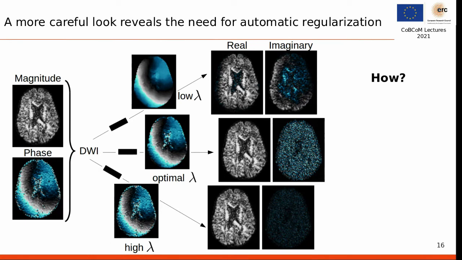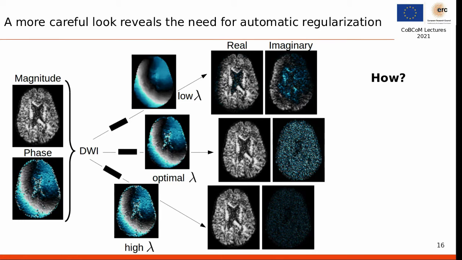So again, on the left, we see the polar version of a DWI. And by applying a low value of lambda, we will obtain a very smooth phase estimation. On the contrary, when we have a very high value of lambda, the phase looks pretty much like the original one. So we want to really have something in between and find the optimal value of lambda.